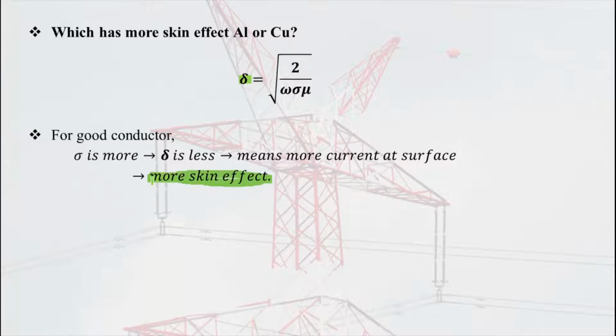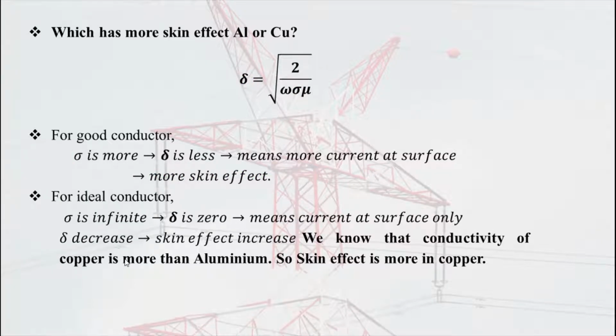For a good conductor, we know that conductivity is very high. So we can clearly see from the formula that when conductivity is high, then delta will be very small, which results in more current near the surface of the conductor. That's why skin effect is more in good conductors. In case of an ideal conductor, it has infinite conductivity. So when conductivity is infinite, delta will be equal to 0, because delta is directly proportional to 1 by root sigma. Then the whole current will flow near the surface of the conductor, or we can say that skin effect will be highest in case of an ideal conductor.